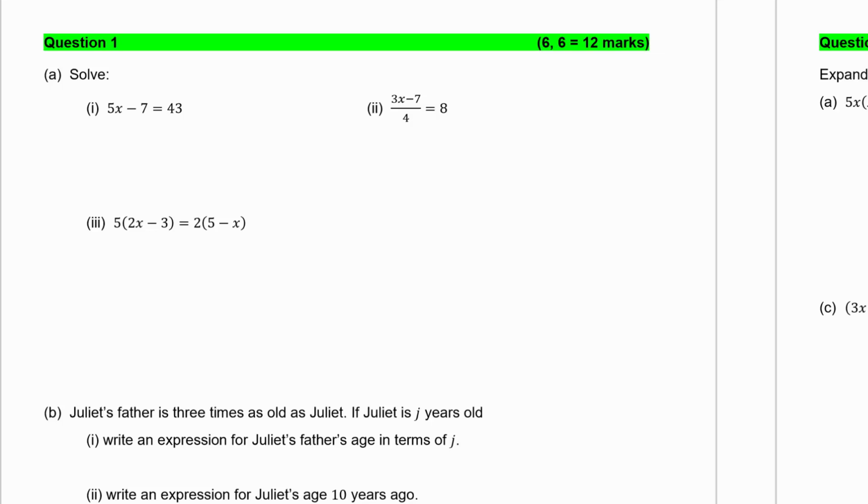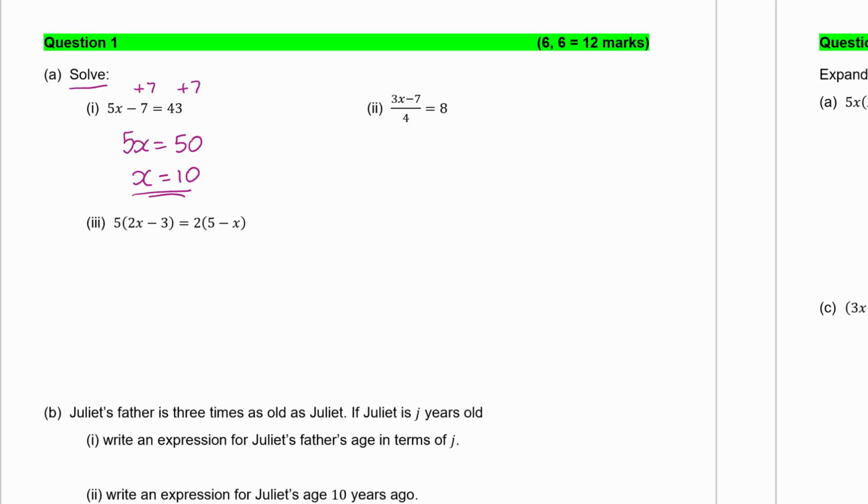We want to solve the following equations. The first one is 5x take away 7 equals 43. So we want to get the x on its own. The first thing we should do here is add 7 to both sides. If we do that, we get 5x equals 50, and then divide both sides by 5, giving us that x is equal to 10.